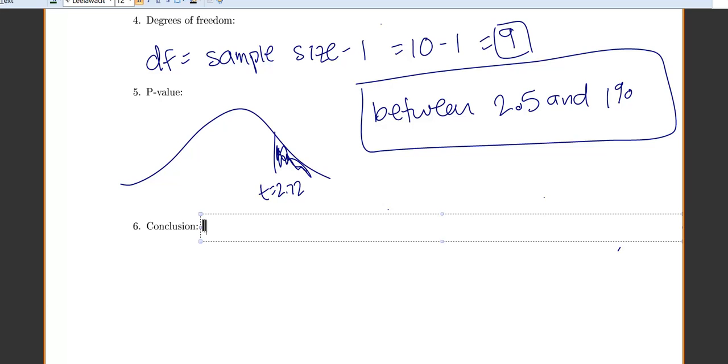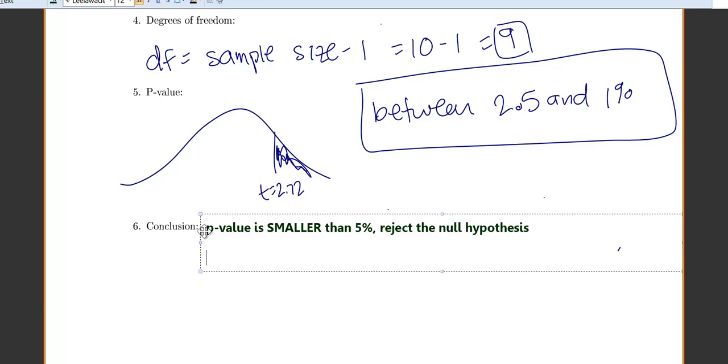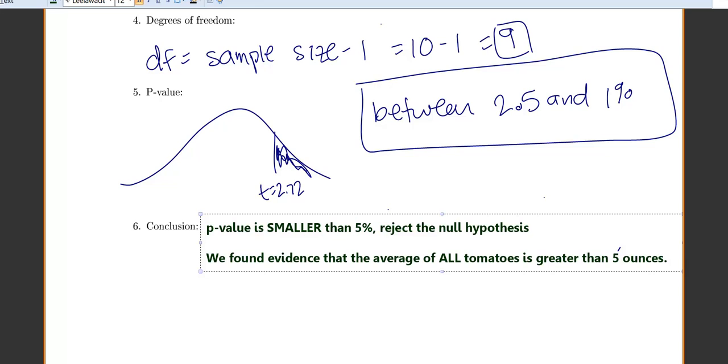Now for your conclusion, we don't know exactly what the p-value is, but our p-value is smaller than 5%, so it counts as a small p-value. So we will reject the null hypothesis. This means that we found evidence that the average of all the tomatoes is greater than 5 ounces.